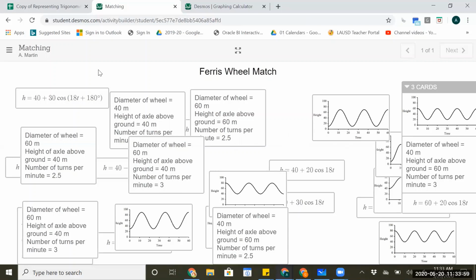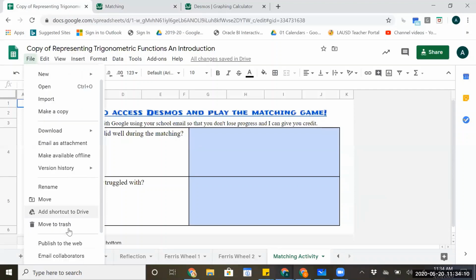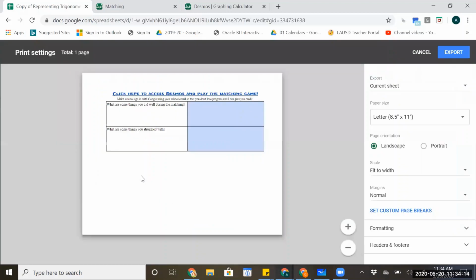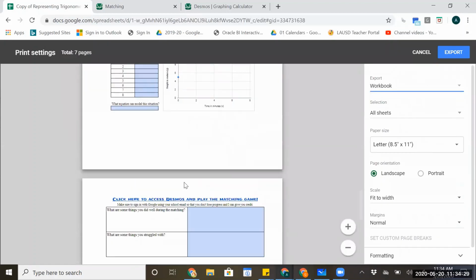One last thing. Some people were submitting their trig functions assignment and they were having a little bit of trouble. When you click file and download as a PDF, it was only giving me the one page. And that's because your export says current sheet. So just change that, click on workbook, and it'll send me the whole thing.